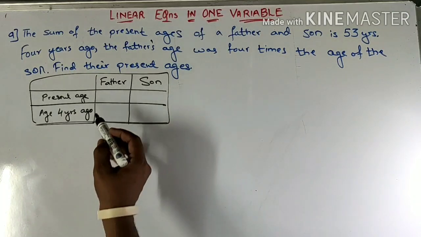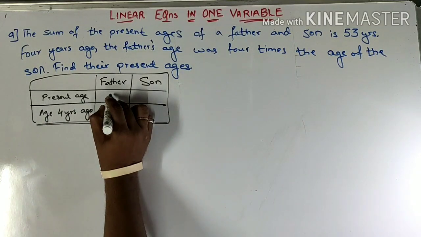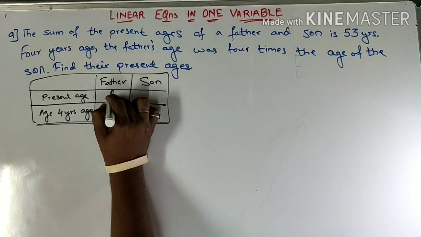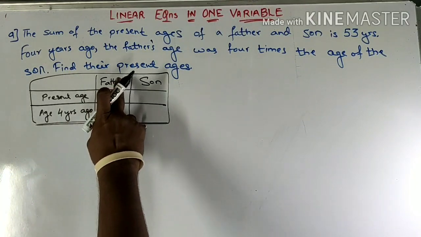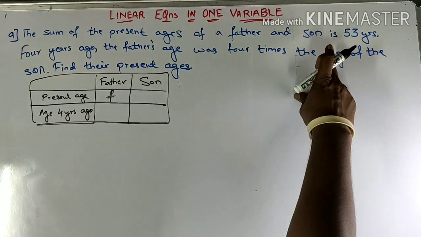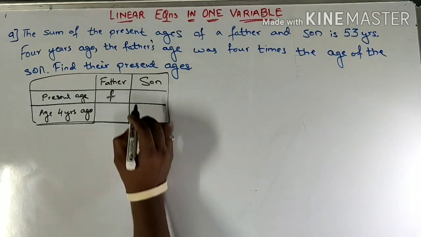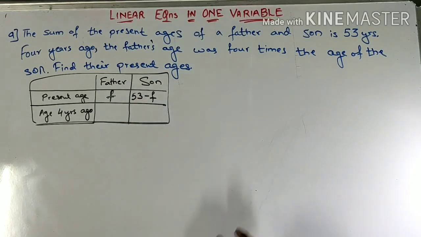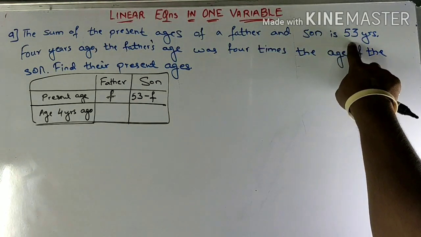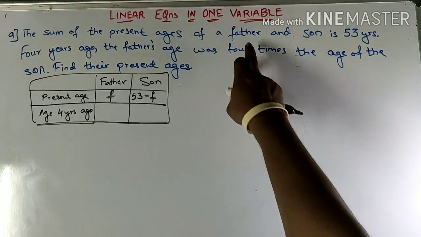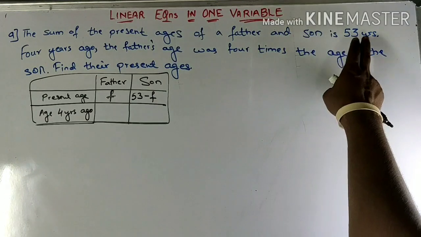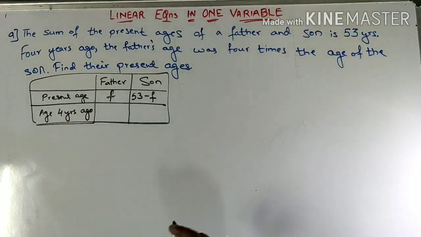So assuming the father's present age as f, we have taken a lot of x's. Now we'll take f for father's age. Present age of father is f. So what will be the present age of son? It will be 53 minus f. Why? Because both of their additions give me 53. So one of the numbers is f, other will be 53 minus f.